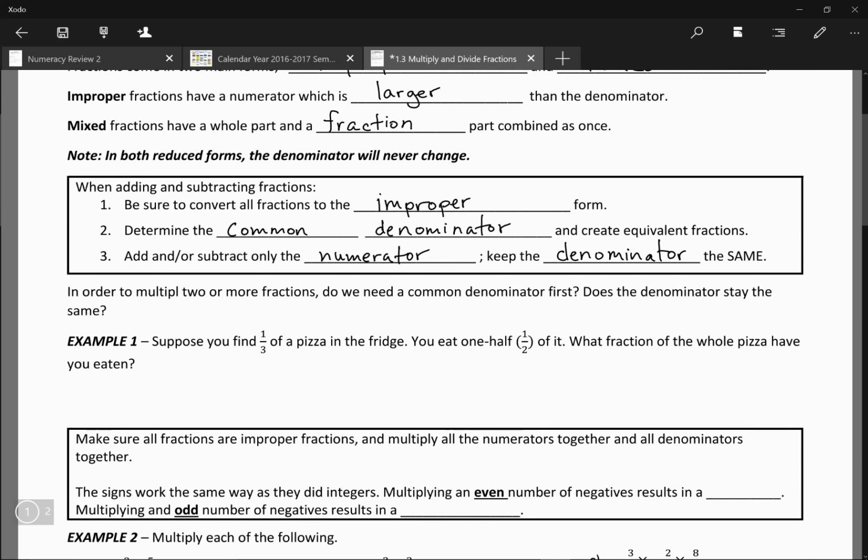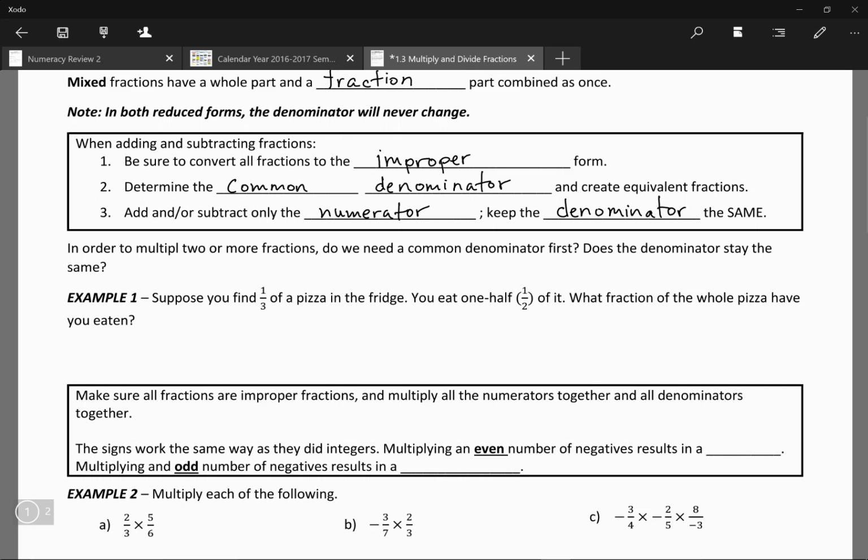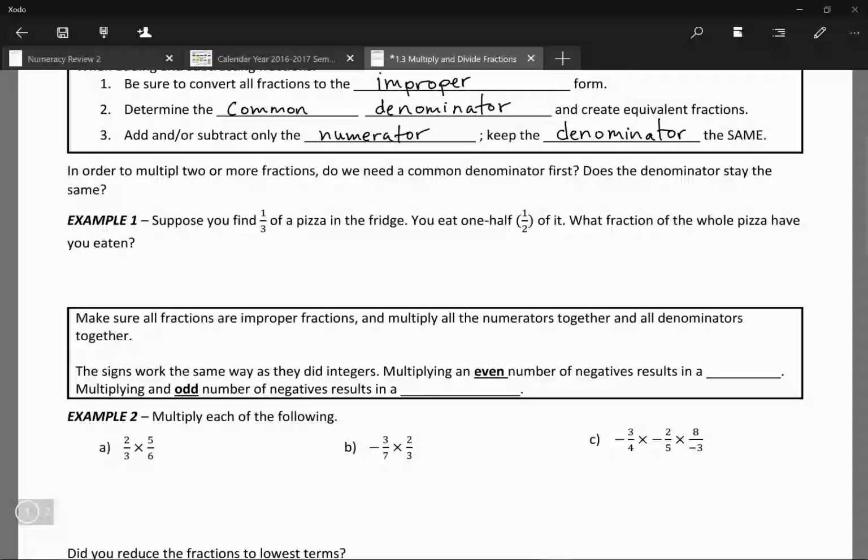Now, in order to multiply two or more fractions, do we need a common denominator first? Does the denominator stay the same? Well, let's look at an example. Suppose you find 1/3 of a pizza in the fridge and you eat a half of it. What fraction of the whole pizza have you eaten?